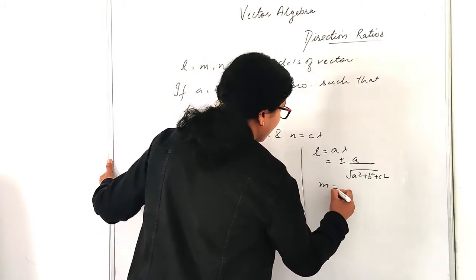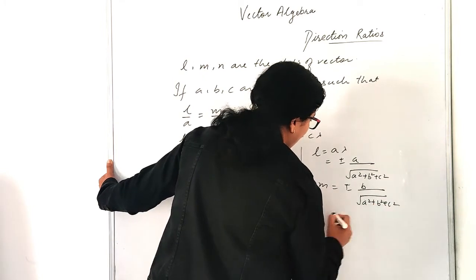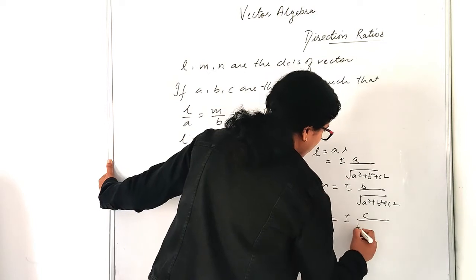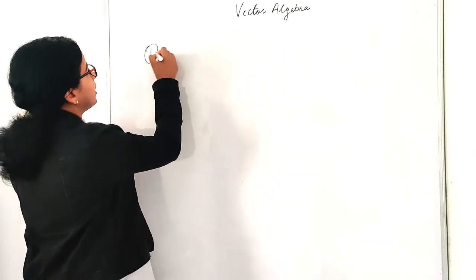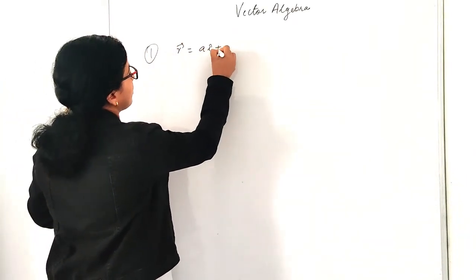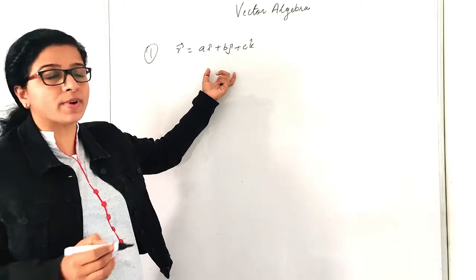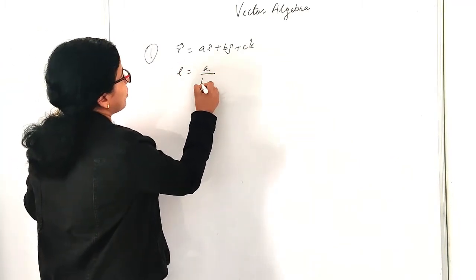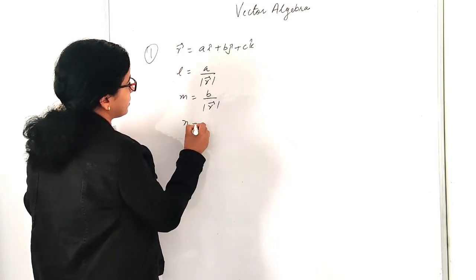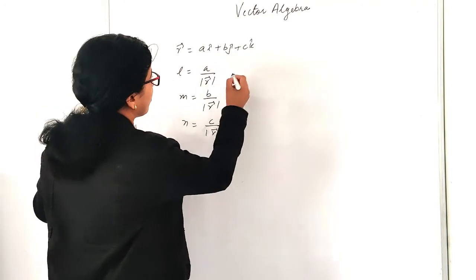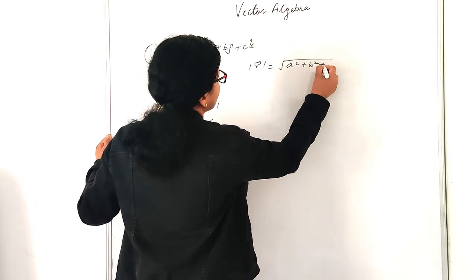Similarly, I can write for m. It will become b upon root a square plus b square plus c square, and n is equal to plus minus c upon root a square plus b square plus c square. So if we have r vector as ai plus bj plus ck, how to write the DCs of such a vector? It is l is equal to a upon magnitude of r vector, m is equal to b upon magnitude of r vector, and n is equal to c upon magnitude of r vector. And what is the magnitude of r vector? It is root a square plus b square plus c square.